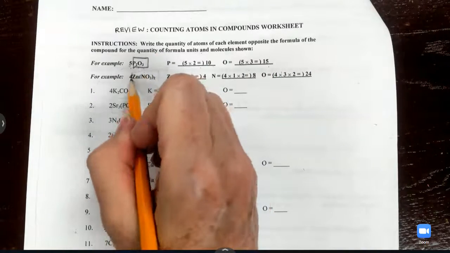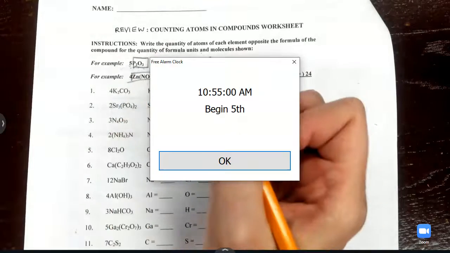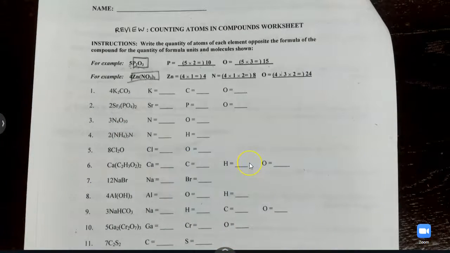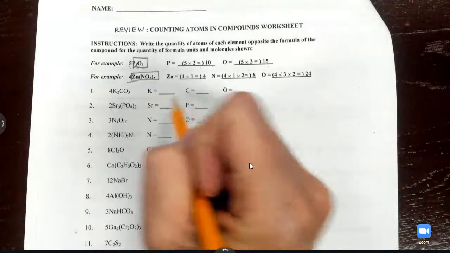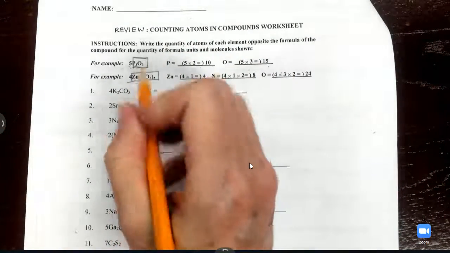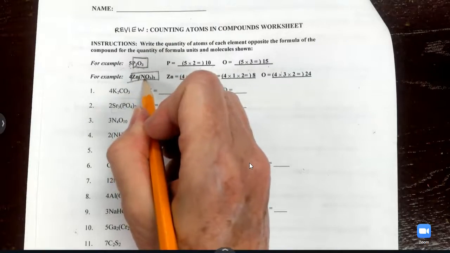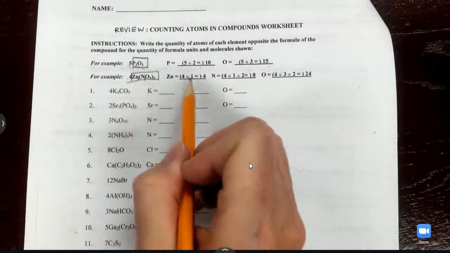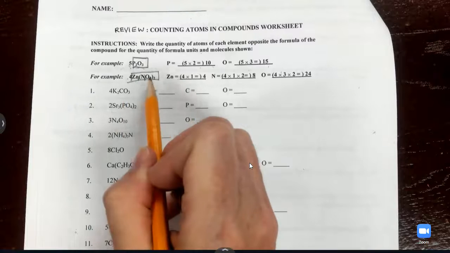All right, let's look at one that has a coefficient. Where did that come from? Ignore that. All right, so right here, we've got a 4 in the front. There's an understood 1 here. There's an understood 1 here, right? So 4 times 1, there's 4 zinc, right?